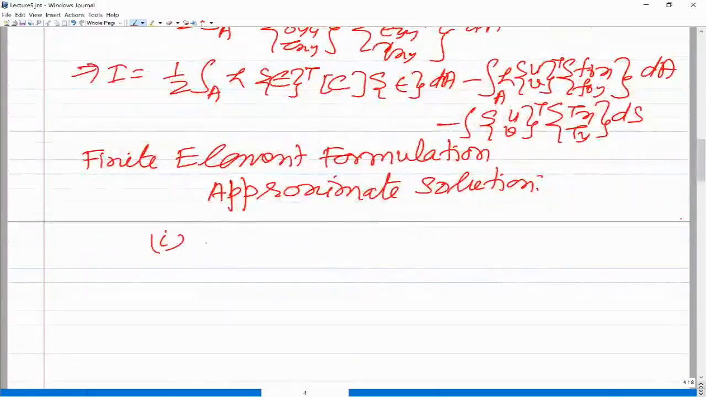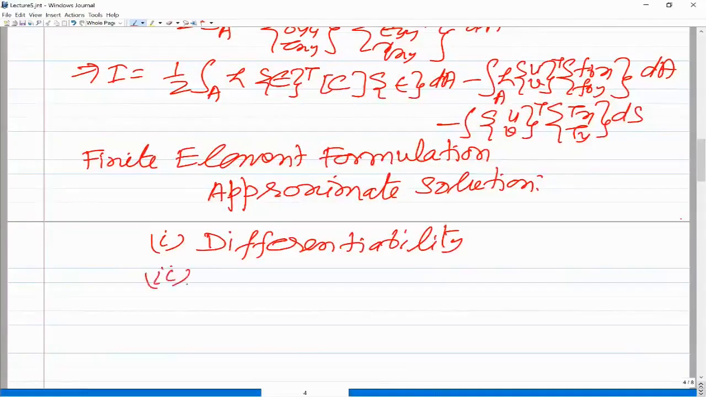So one is the differentiability. Differentiability requirement states that whatever approximate solution we assume for u and v should be differentiable up to the highest order derivative present in the integral functional. The highest order derivative of u and v is the first derivative with respect to x and y. So whatever approximate solution we assume for u and v, it should be differentiable at least once with respect to x and y. That is the differentiability requirement.